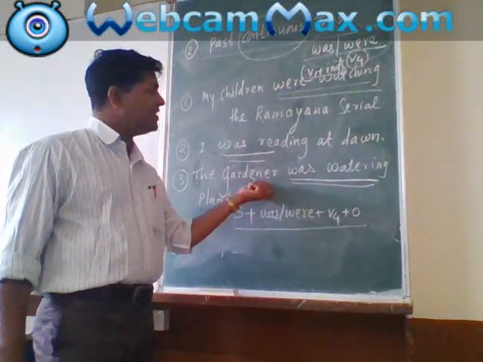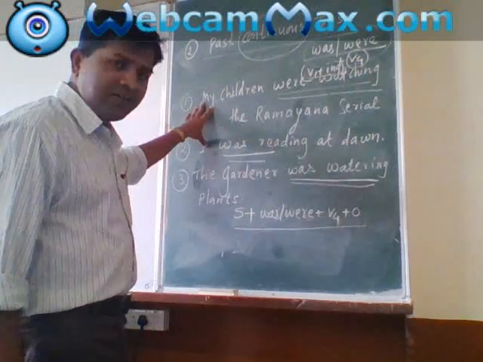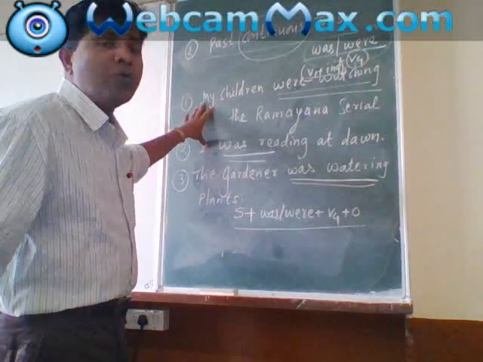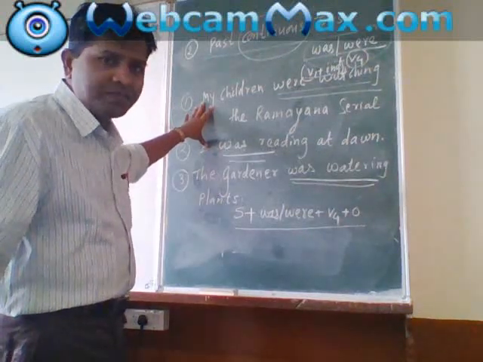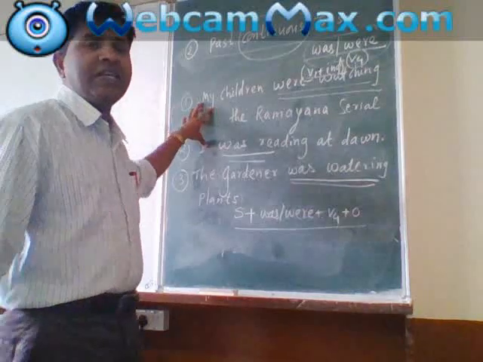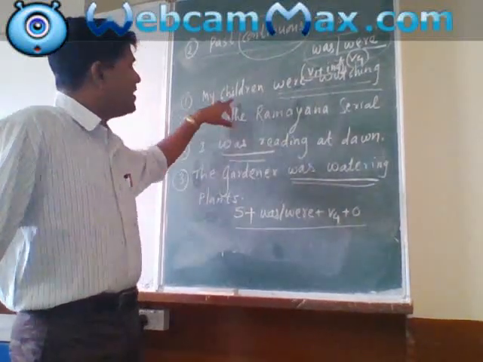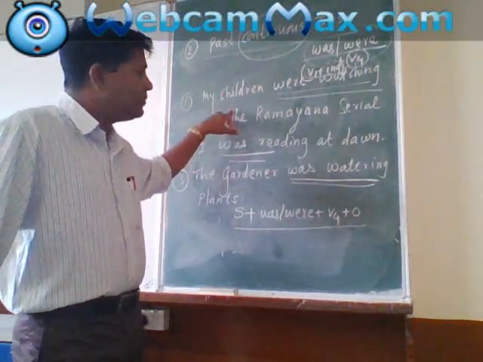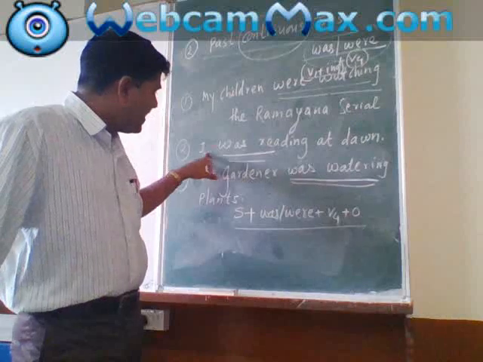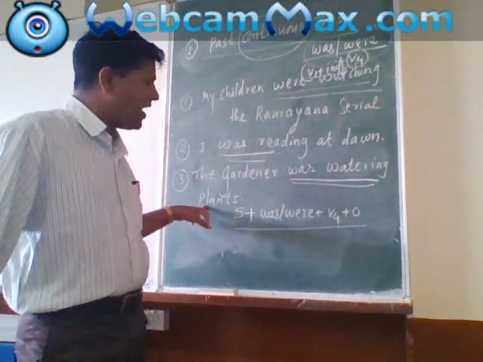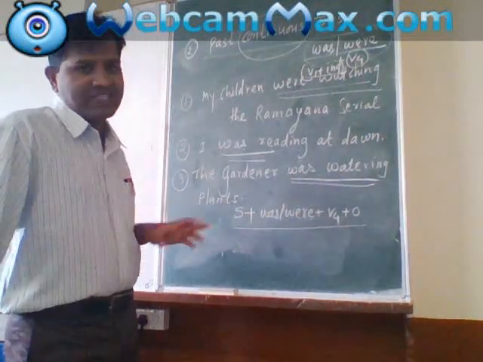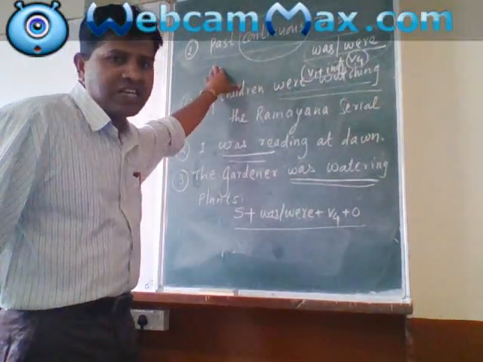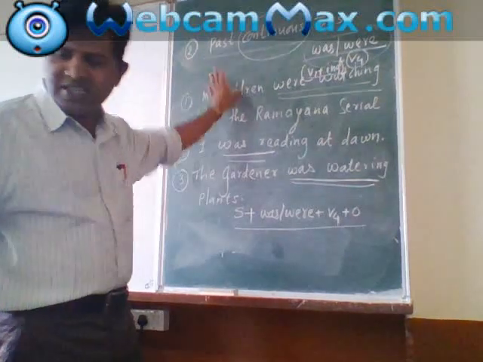So dear children, see here, these are past continuous tense. When do we use it? We use it in the past when the action was in progress. Here, my children were watching the Ramayana serial, then I was reading at dawn, the gardener was watering plants. All these sentences. Okay, so it is past continuous tense.